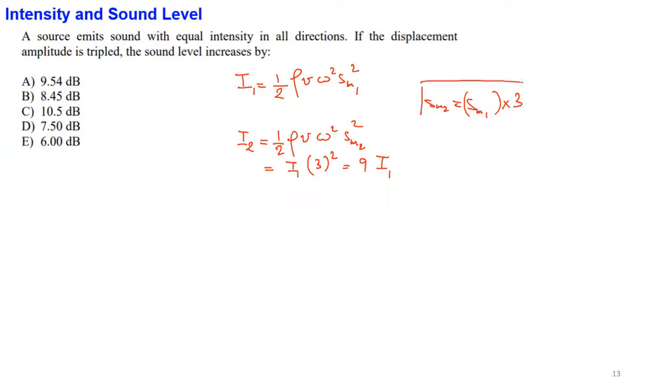So I just take this Sm2 and I plug it here, but with a square, I'll have 9 times. Okay, so this is a fundamental thing: I2, if I triple the displacement amplitude, I multiply the intensity by 9. Now, what about the sound level?